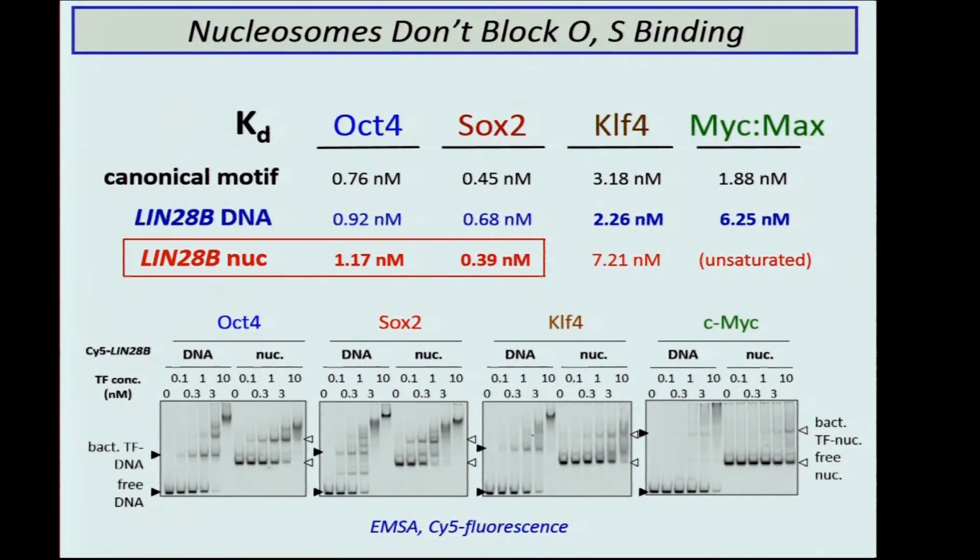The conclusion was that, surprisingly, OCT4 and SOX2 were not affected by the presence of a nucleosome on DNA. In fact, SOX2 even prefers binding nucleosomes over naked DNA. KLF4, on the other hand, still binds nucleosomes, but with less affinity, while CMYC does not. It prefers naked DNA. So is this also true in cells?